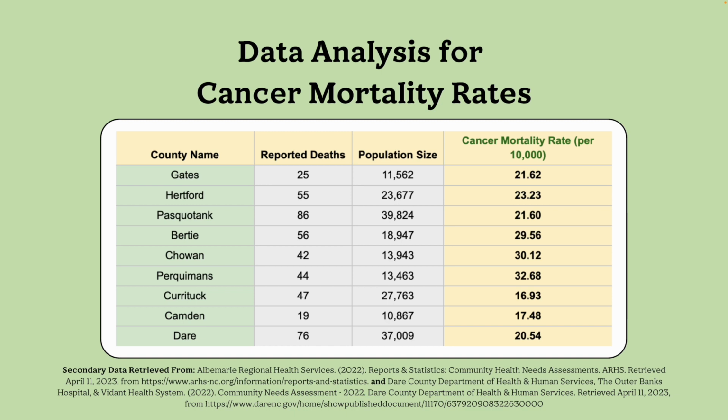Now, regarding cancer mortality rates, we would take a very similar approach. Again, we have the list of county names, as well as reported deaths, as well as the population size. And then at the end, we have the cancer mortality rates. And as we can see here, the highest rate for this particular area is per Quimens.